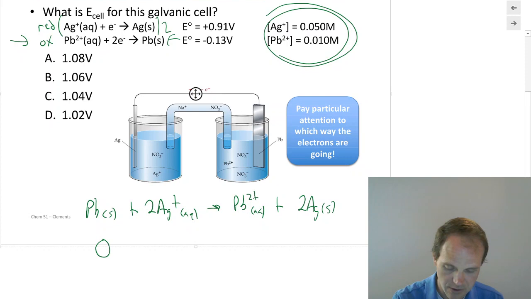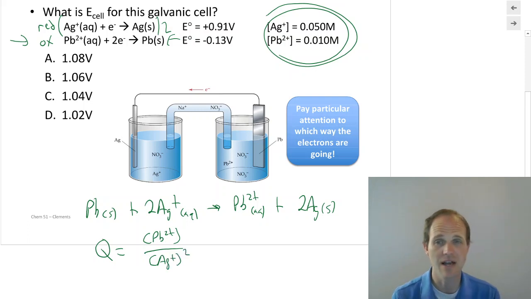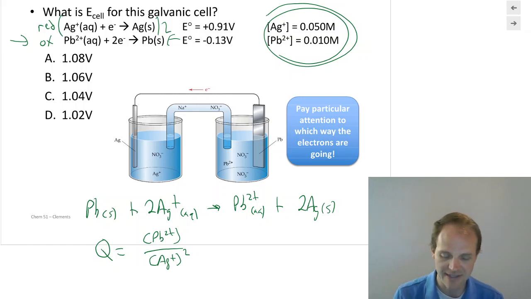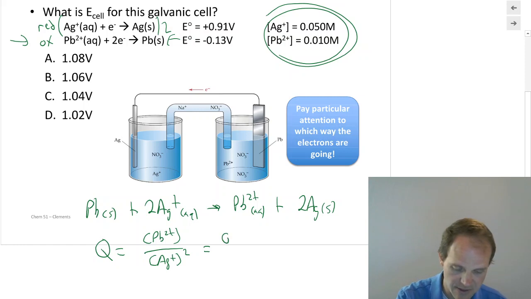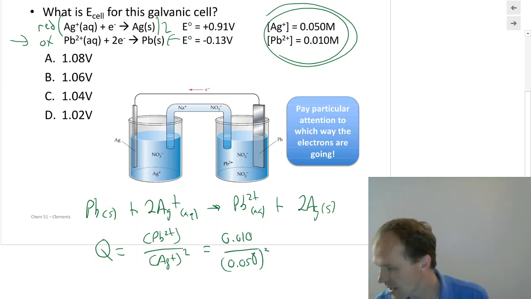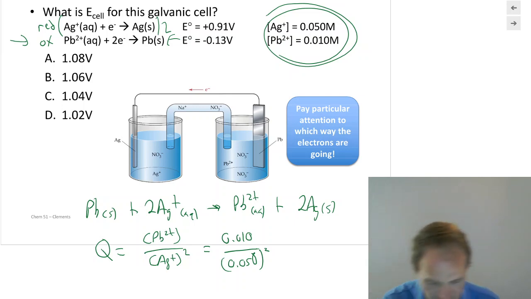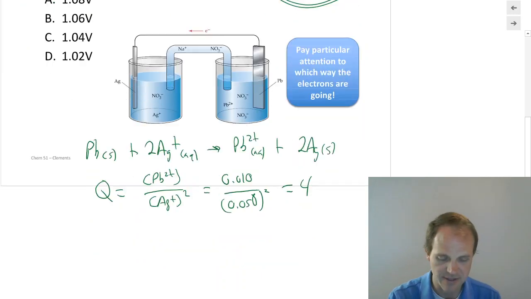Our Q, we don't include our solids in there, it's just going to be the lead 2 plus over the silver plus squared. Still a lot of people I see forgetting those coefficients. You got to put that squared there in our K's and our Q's. And so that's going to be 0.010 divided by 0.050 squared. And where did that go? Oops, where did that go? There you go. That is the number 4. I knew I had it somewhere. I just had to find it on the page.